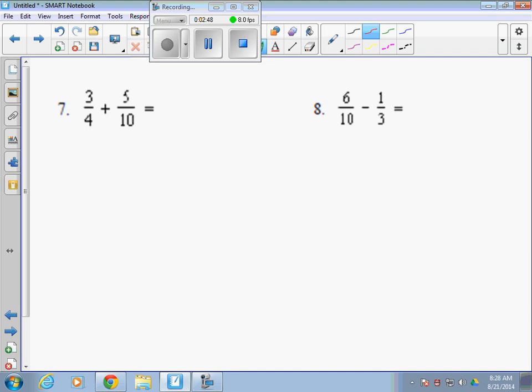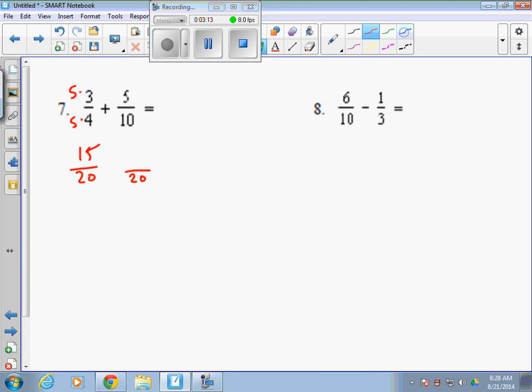Number 7 says 3 over 4 plus 5 over 10. Now this is an addition problem that doesn't have the same common denominator, so we have to create the same one. The smallest number that both numbers 4 and 10 go into is the number 20. So if we change both of those denominators or bottom numbers to the number 20, we have to multiply 4 times 5 to get there. So multiply the top number 5 times 3 to get 15.